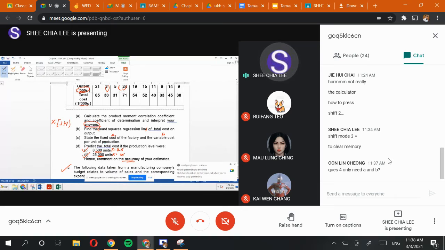Question 4 actually can answer all. Part C is actually fixed cost is your A, variable cost is your B. Then part D is substitution. You substitute in your Y equals A plus BX to know the predicted value for your D.